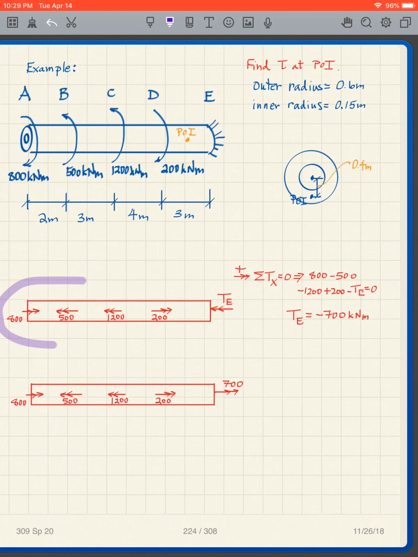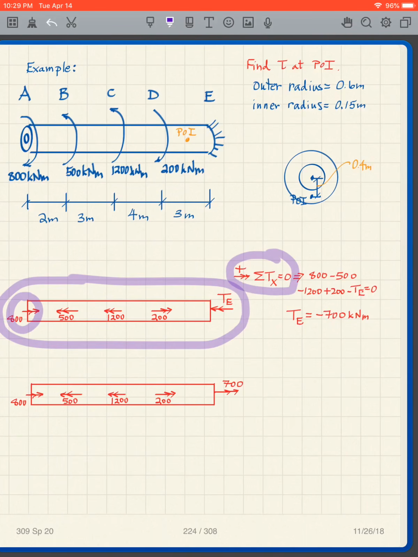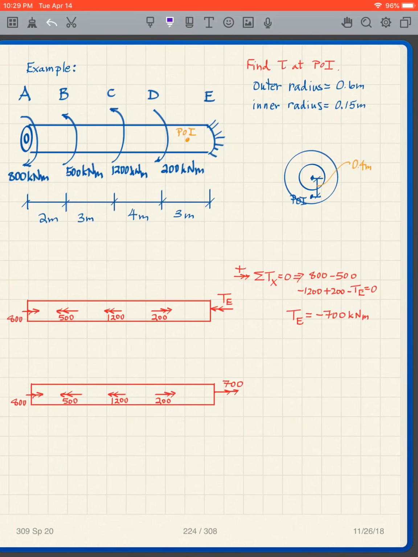I look at this free body diagram and I take the sum of the torques in the x direction equals 0. So this is to the right, so it's 800. To the left, so it's minus 500. To the left, it's minus 1200. To the right, it's 200. To the left, I go minus TE. I solve for TE, and I get TE is negative 700, which means, again, to show it on our final free body diagram, I have to flip the arrow around and show 700 to the right.